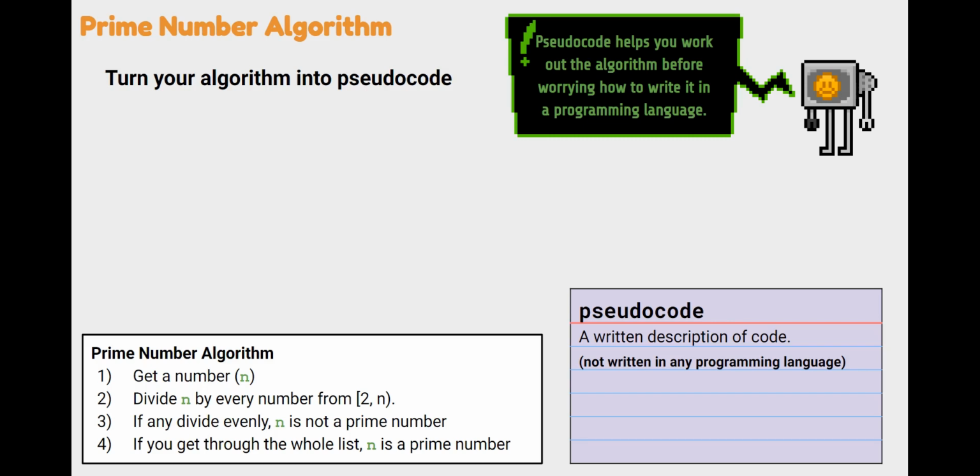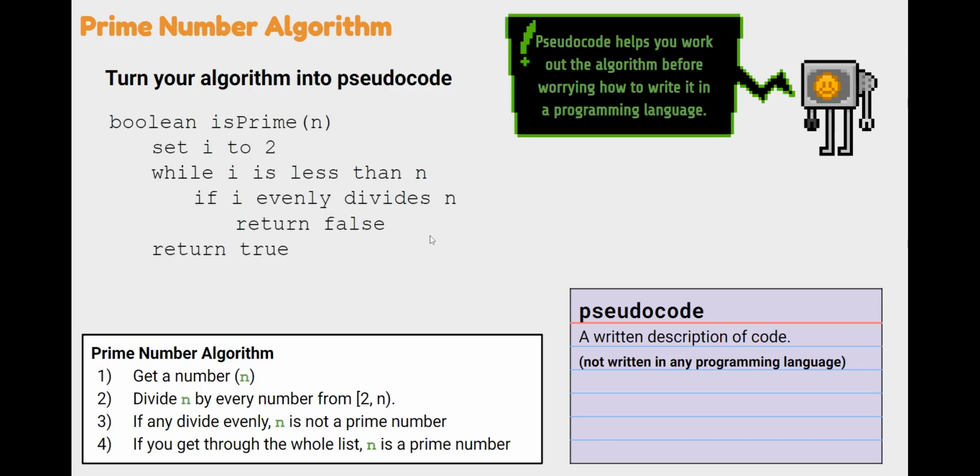Since you have never written pseudocode before, I'm going to start off and just give you this one. We have our method called isPrime. It's going to accept a parameter that we will call n, and it's going to return a Boolean. It's going to return true if n is prime. It's going to return false if n is not prime.